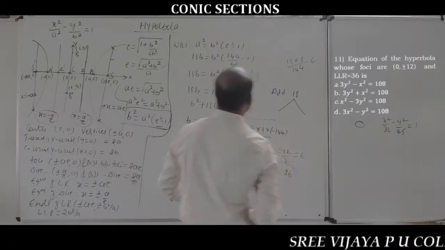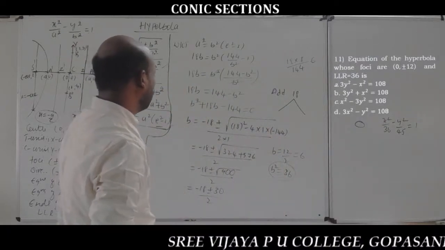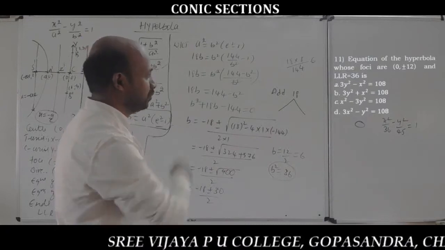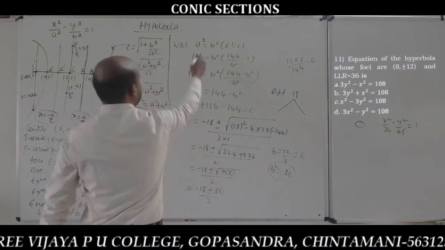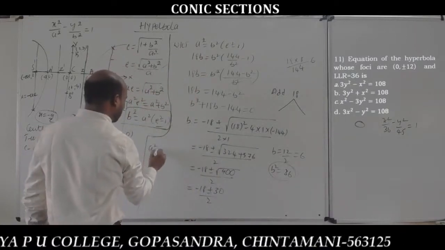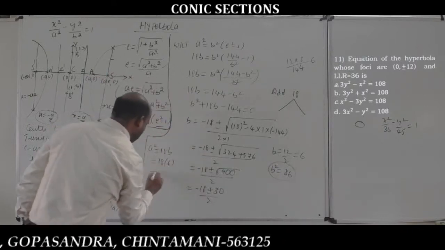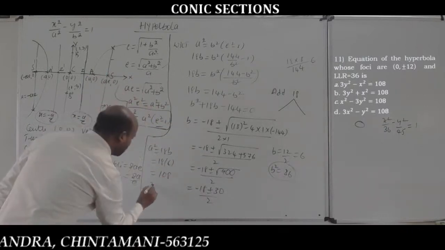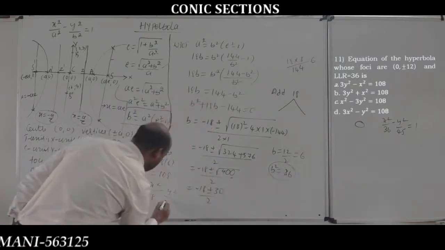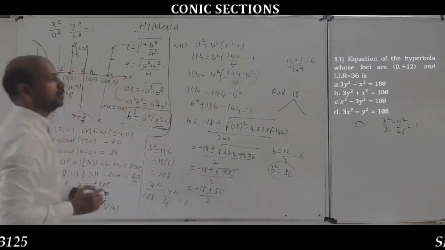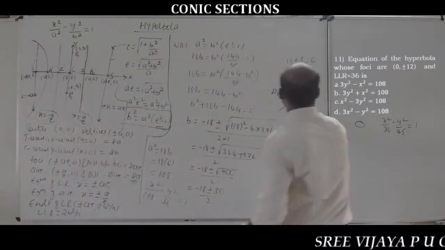b square is 36. Okay, b value is 6, so the equation, and a square is 18b, a square is equal to 18 into b, value of b is 6, you will get 108. x square by 108 minus y square by b square, 36, is equal to 1. That is the equation of the hyperbola.